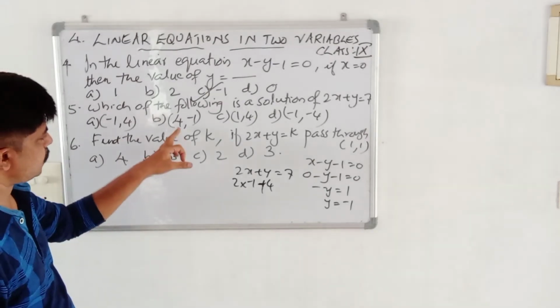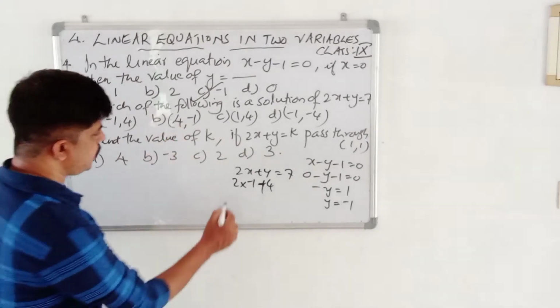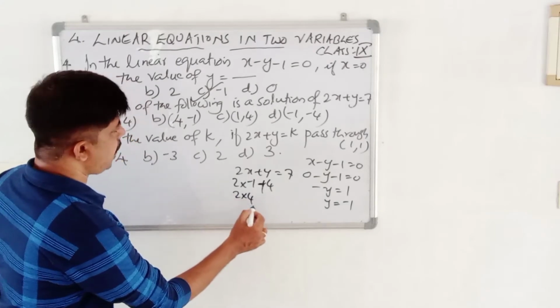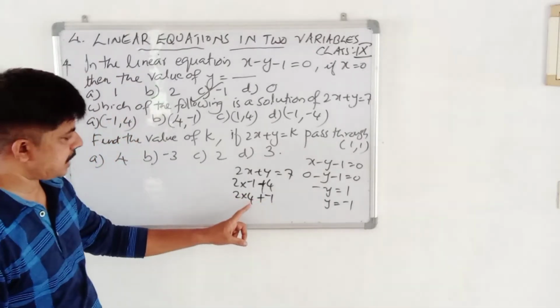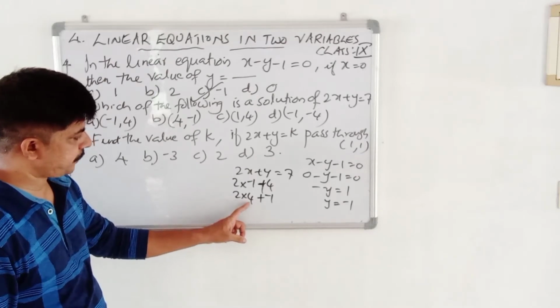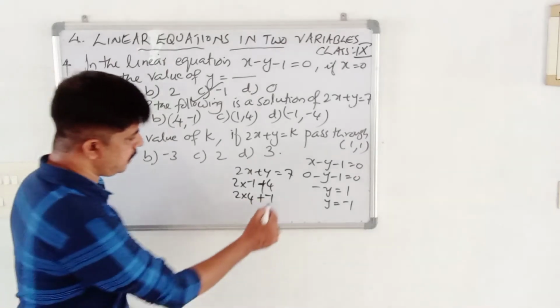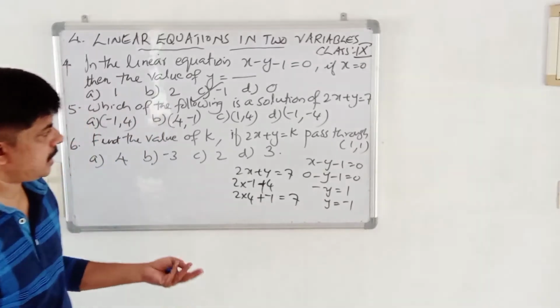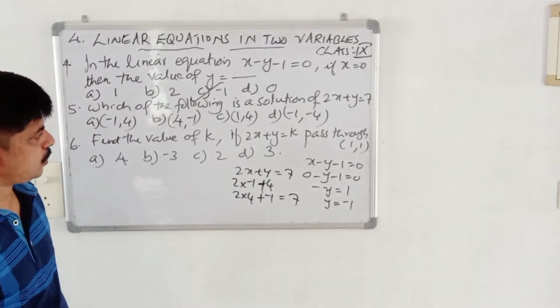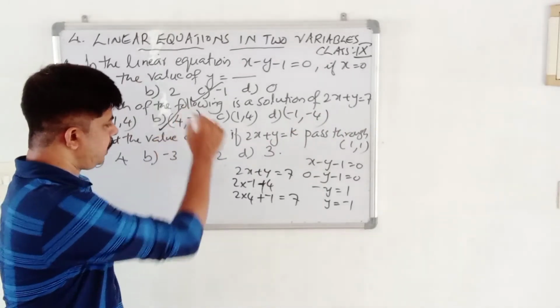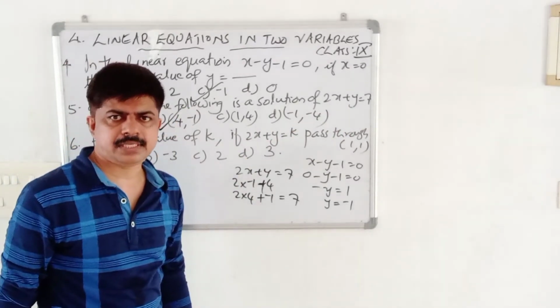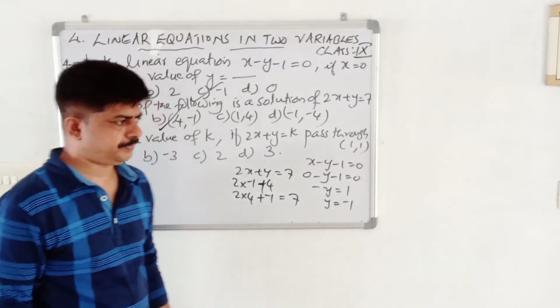Now let us go for the second solution, whether it is a solution or not. 2 into 4 plus negative 1. Will it be 7? Of course, this is the answer, it will be 7. 2 fours are 8, 8 plus negative 1 is 7. Therefore, which is our correct solution? One of the solutions of this equation is (4, -1). (4, -1) is the correct solution.